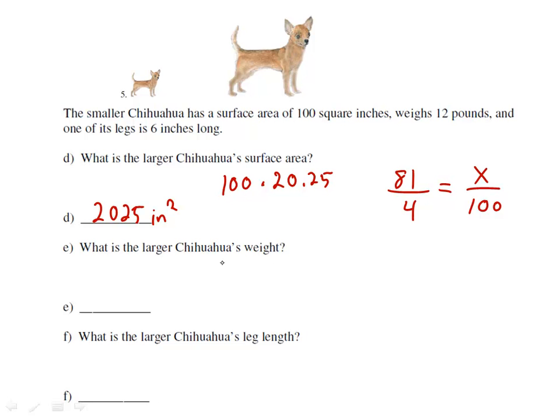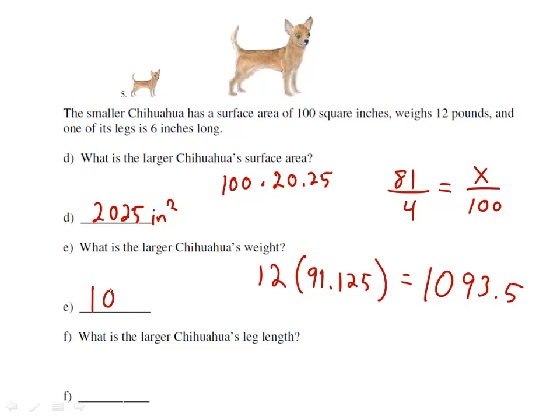All right. What is the larger Chihuahua's weight? All right. Well, it weighs 12 pounds. Weight is related to volume. So we use the volume ratio, which, remember from the previous slide, was 91.125. So that equals 1,093.5 pounds. So don't mess with this big mutant Chihuahua. You'll be sorry if you did. Because that's one big dog.